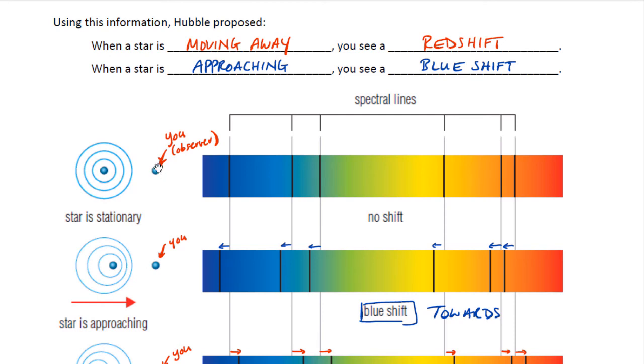If this is you, and this is the star that you're looking at, if neither of you are moving, you should see the distinct banding patterns that tell you what elements are in that particular star. Nice and easy. However, if the normal banding elements seem to be shifted towards the blue, then that tells you that the wavelengths have all shortened. If they've shortened, it means that that star must be coming towards you. So we would say that when a star is approaching you, you see a blue shift in the spectral lines for each of those elements.